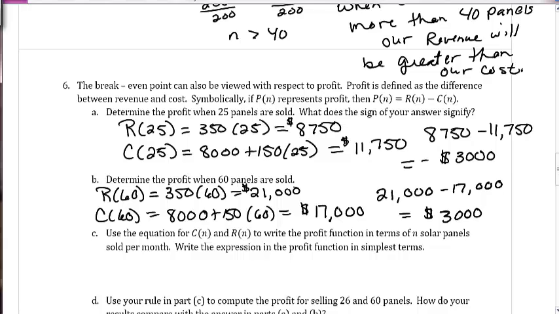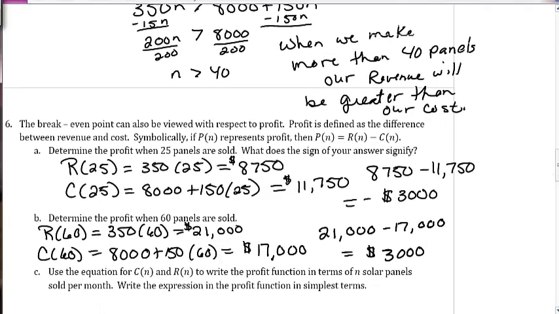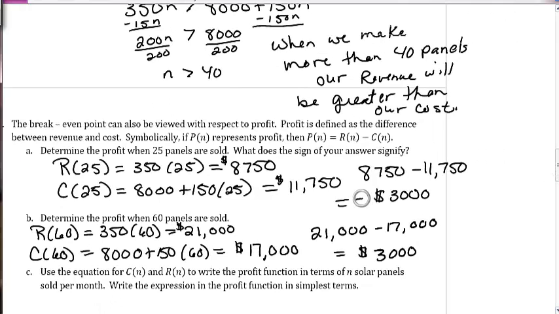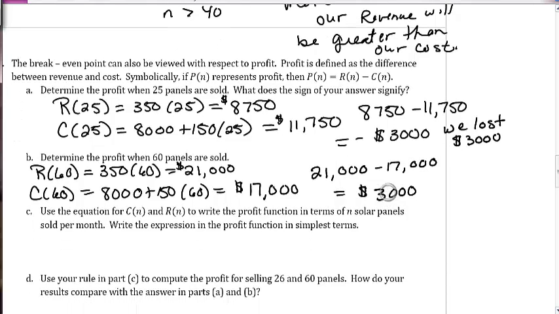Oh, and I forgot to answer part of our question. So what does this negative sign mean in terms of profit? It means that we lost $3,000. And here, since this one is positive, we actually made some money. We had a profit of $3,000.